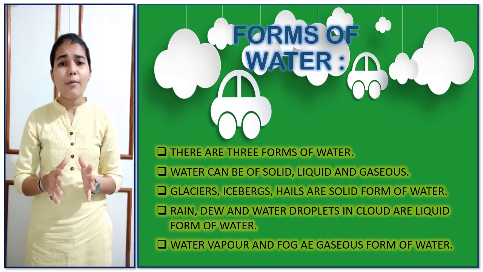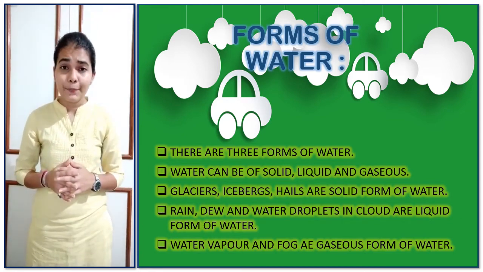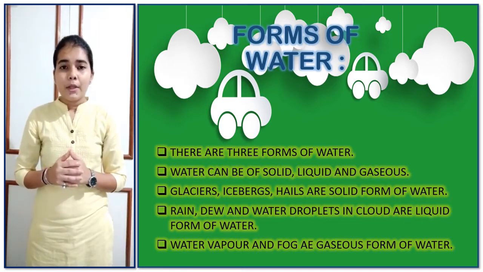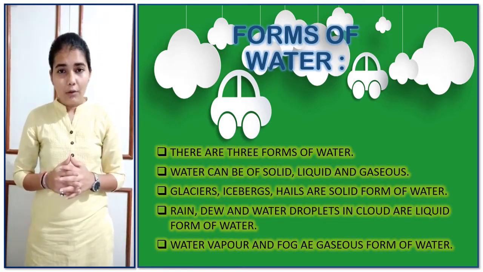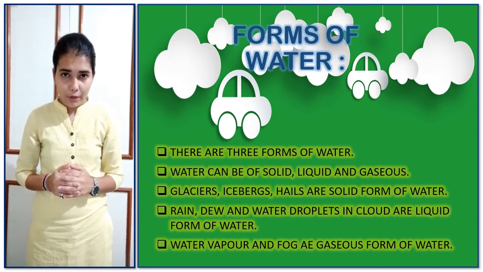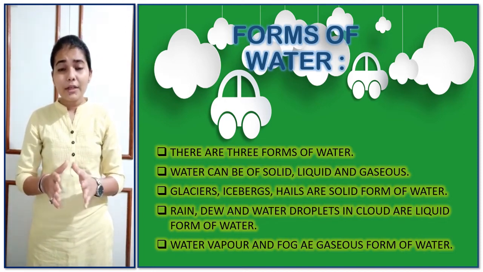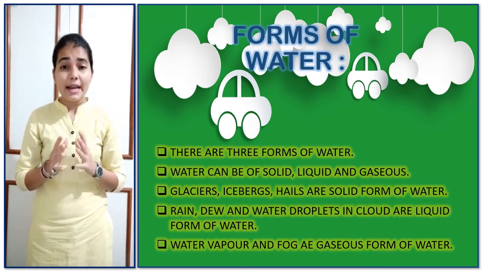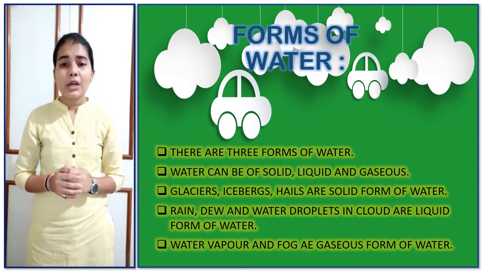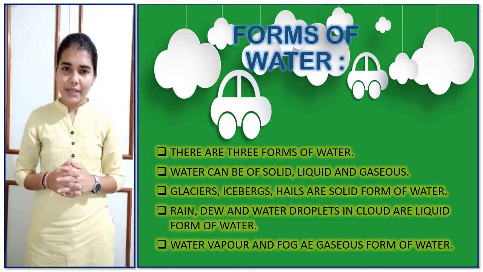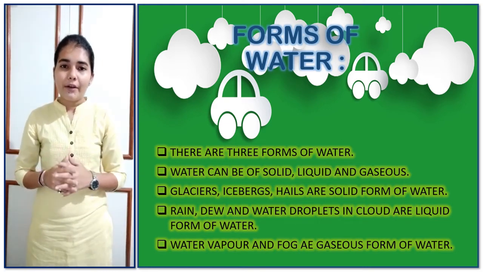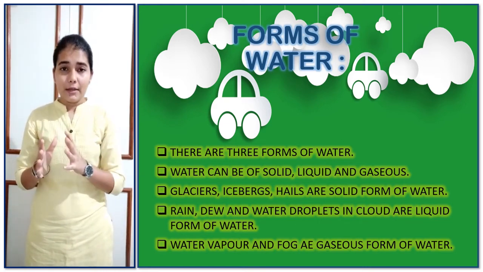The water which we see in the rivers, lakes, and oceans are in liquid form. Then, if we talk about the gaseous state of water, the fog or water vapor or steam and also the clouds are in the gaseous form of water. Water can exist in any state, or you can say in three of the states, because water can change its states very easily.